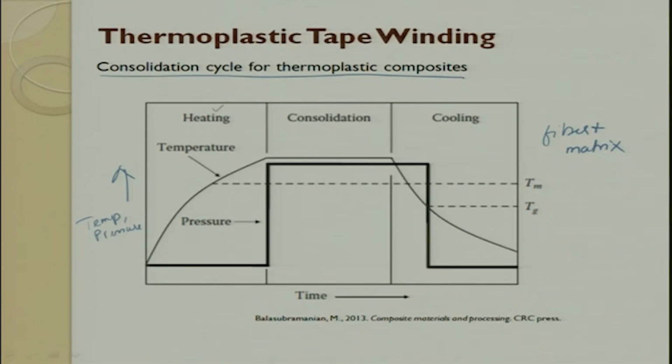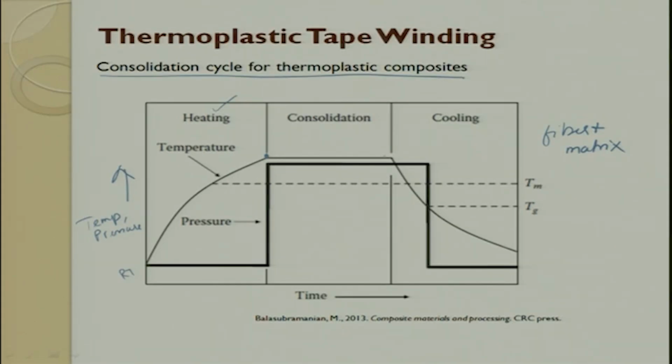So the first cycle is the heating cycle. In the heating cycle, you can see the temperature will start rising from somewhere very close to the glass transition temperature, or slightly above or below depending upon your requirements. So what happens is you change it from a solid state, it goes to a viscoelastic state. In the viscoelastic state, there is a consolidation happening.